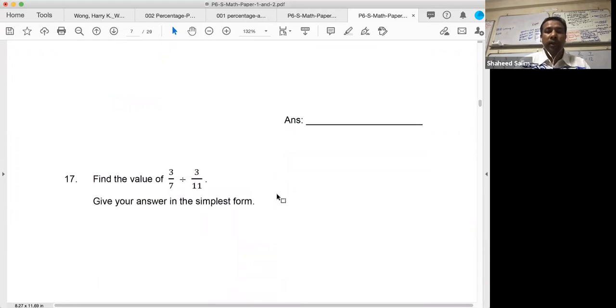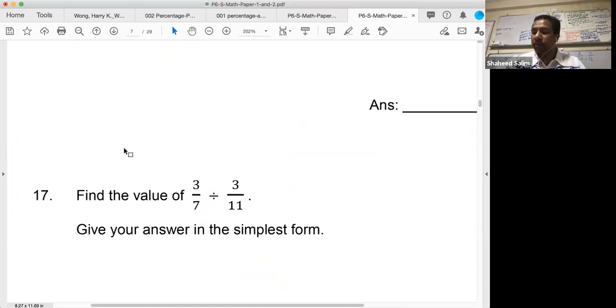Let us move on to the next answer. They want this in simplest form. There's a divide sign down here. Okay, please look at it carefully. There's a division sign over there.